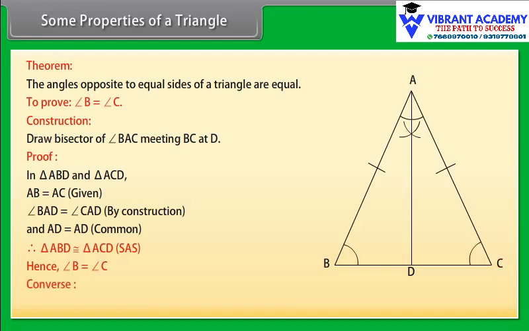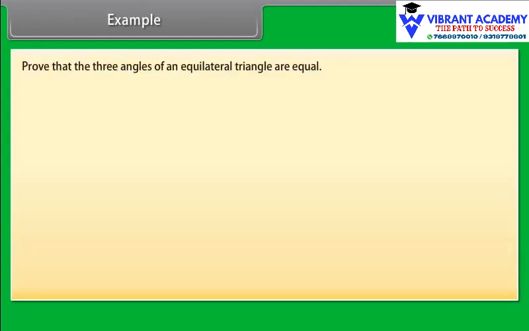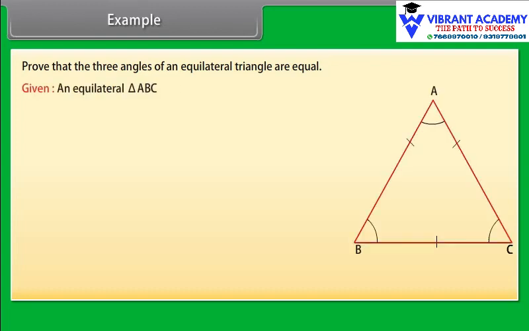The converse of the above theorem is also true, which says that the sides opposite to equal angles of a triangle are equal. Example: prove that the three angles of an equilateral triangle are equal. Given an equilateral triangle ABC, we have to prove that angle A is equal to angle B, which equals angle C.